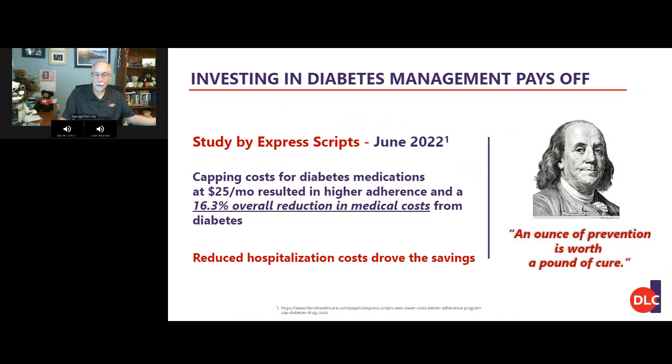So investing in diabetes management, we actually know pays off. Express Scripts, one of the 3 PBMs, last summer came out with a study that says if you cap the cost of all diabetes medications, not just insulin, all diabetes medications at $25 a month, you have higher adherence and a 16.3% overall reduction in total medical costs from diabetes due to reduced hospitalizations. You should give the drugs away, make sure they're taking them, encourage them to take it. It will save you money. An ounce of prevention is worth a pound of cure. And that is really what's coming into play here as we think about how we are spending our dollars on diabetes.